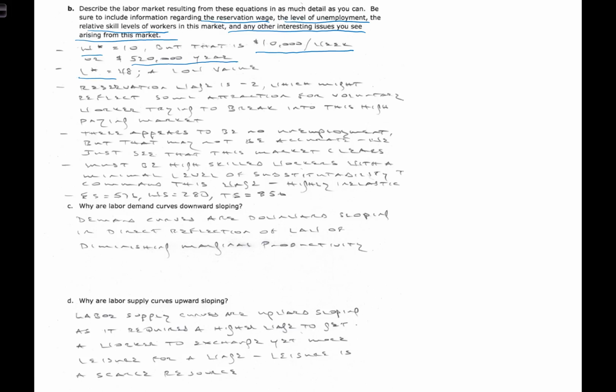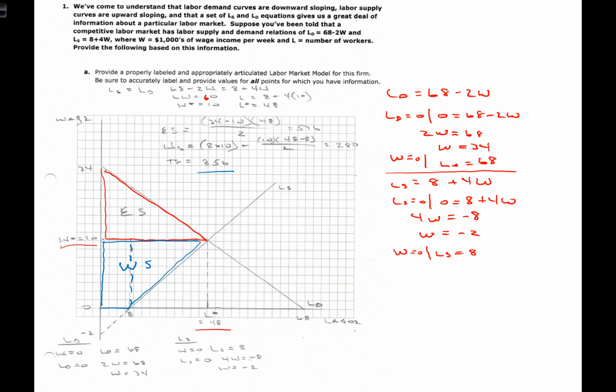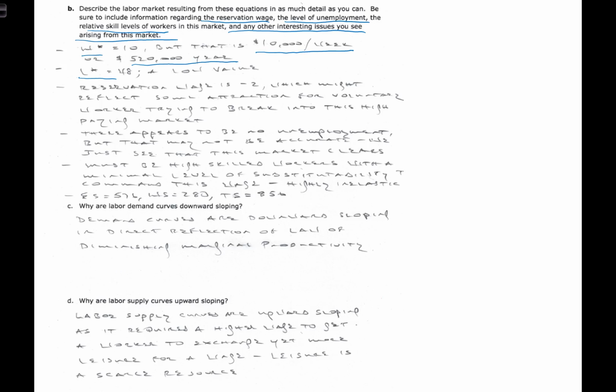There is no unemployment in this market. Well, how do I know that? Because labor supply equaled labor demand. So all workers that wanted to work at the going wage are working. The firms demanded them. The market supplied them. There is no unemployment in the market.